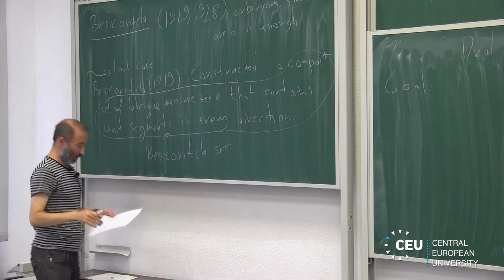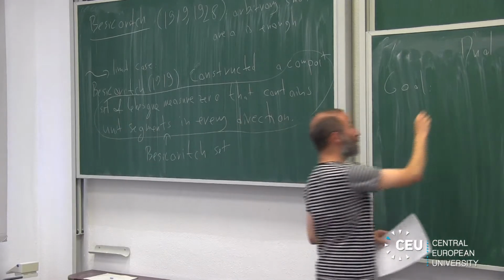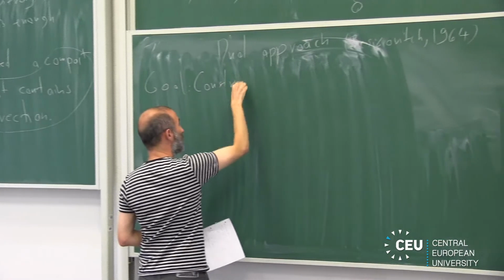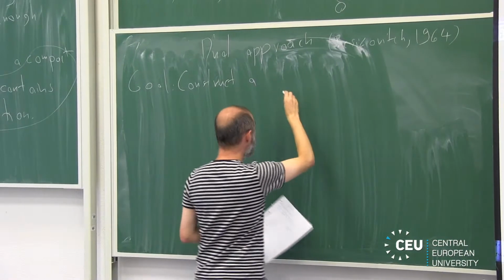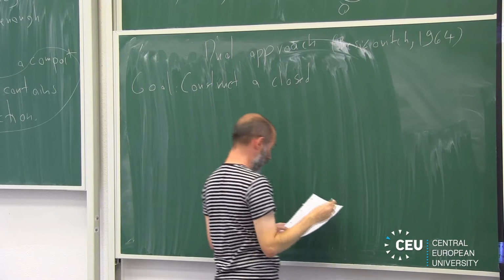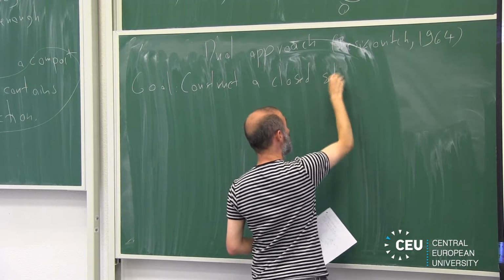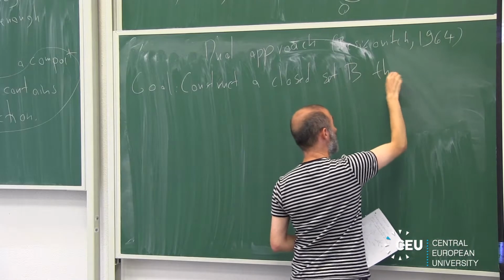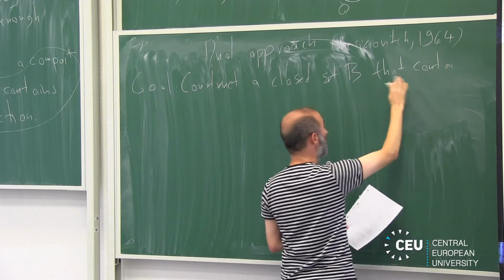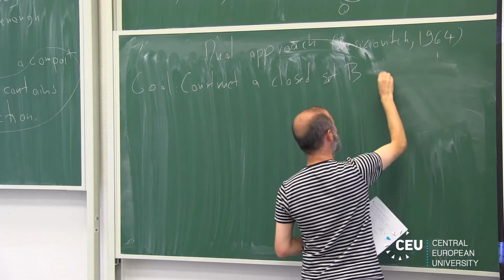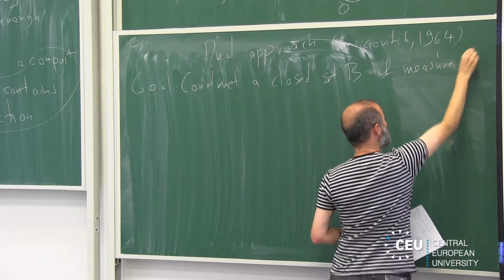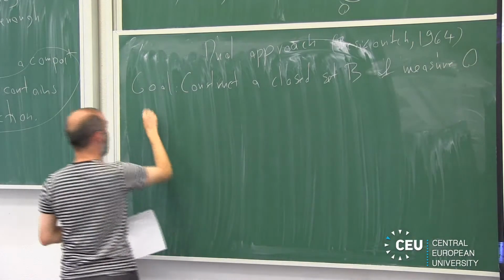We want full lines. So the goal is to construct now a closed set, because of course compact sets cannot contain lines. A closed set B of Lebesgue measure 0 that contains lines in every direction.